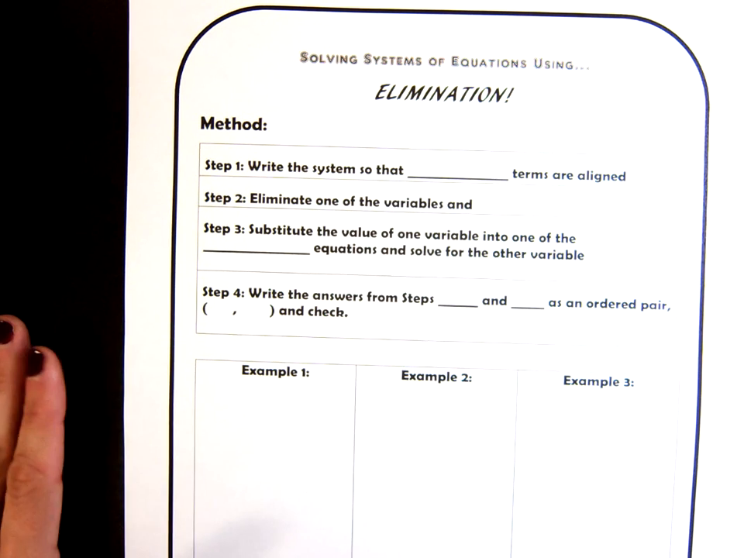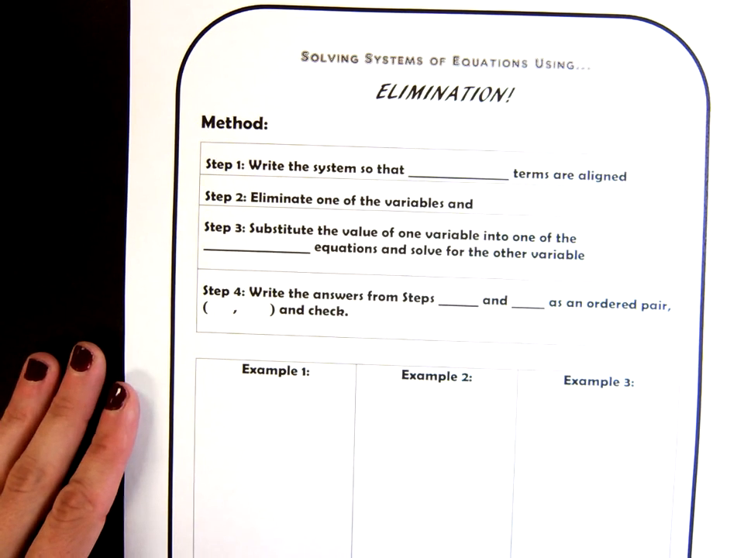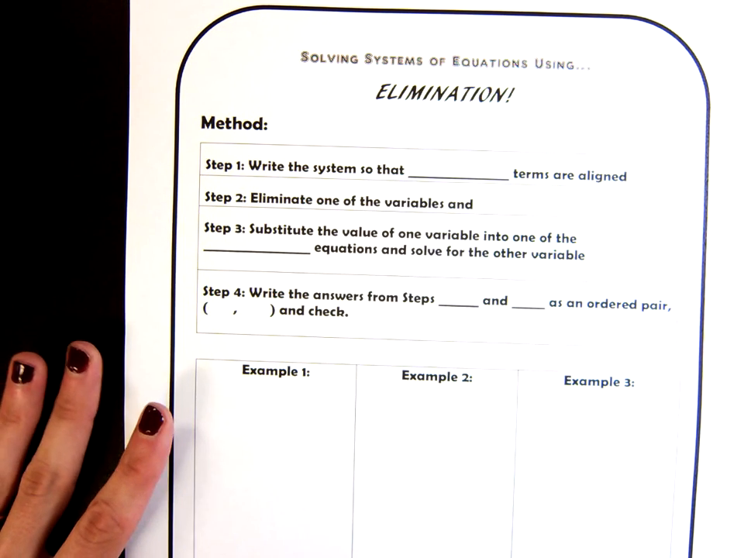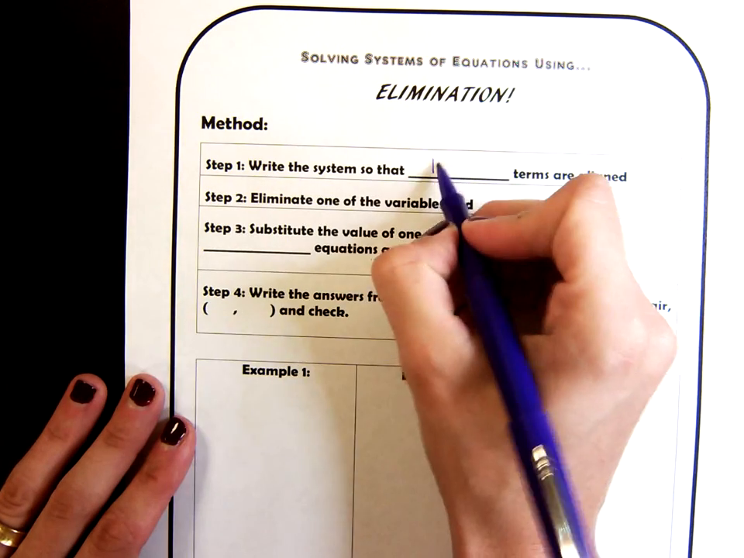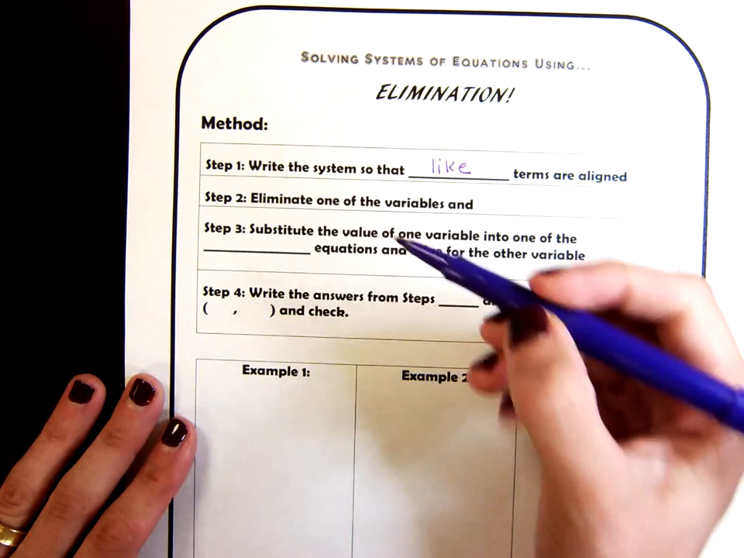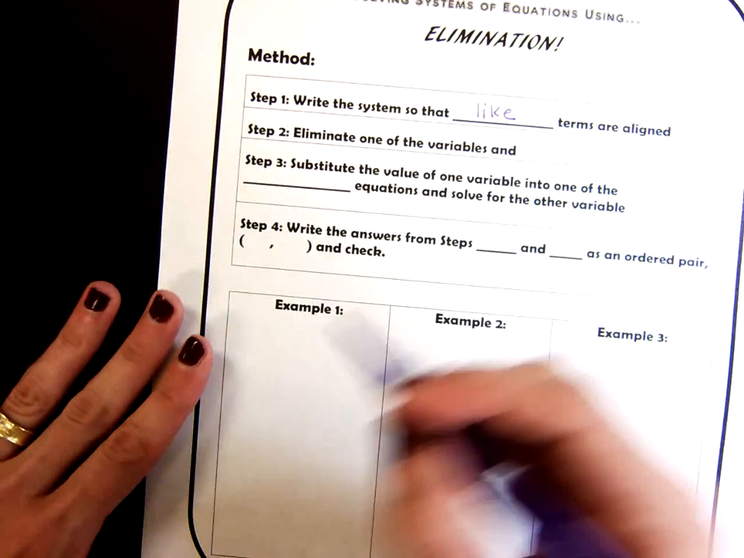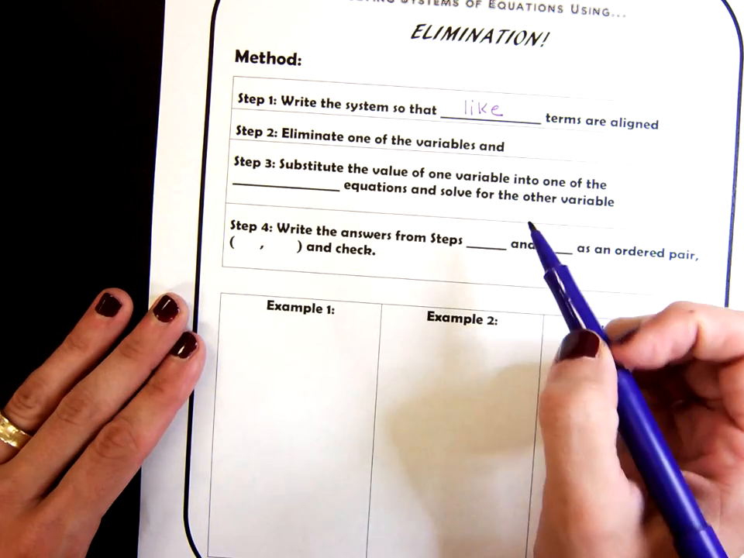Okay, today we're going to be solving systems of equations using elimination. So let's go through our method, our step-by-step process of what we're going to be doing. Number one, write the system so that like terms are aligned. And by like terms, I mean all our x's are in one line and all our y's are in one line. Or a's and b's, whatever your variables are, you need to make sure that they're aligned.